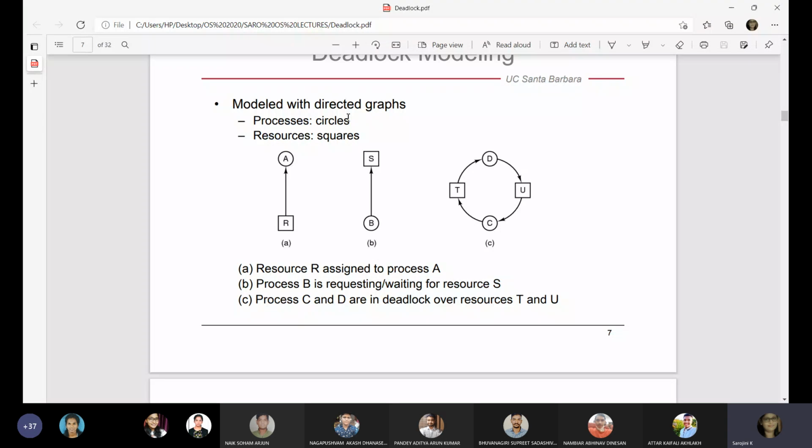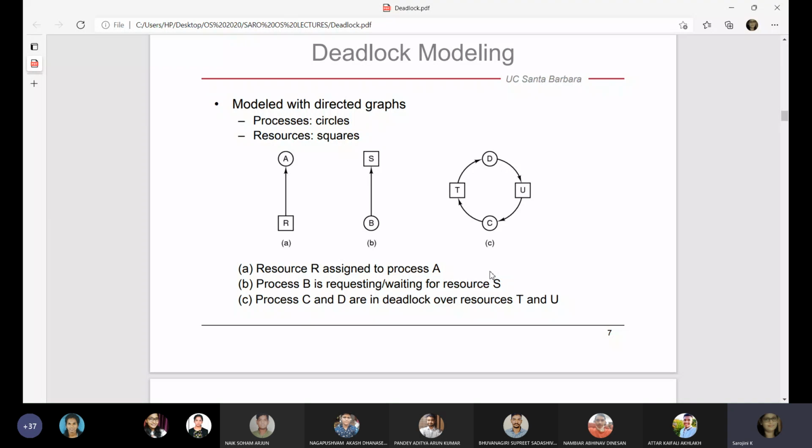Okay. So what is this diagram? We want to detect in one particular multi-processing system whether deadlock happens or not. How can we detect? We will use some graphical notation, because that is how we can easily find whether deadlock happens or not. That graphical representation is called a directed graph.